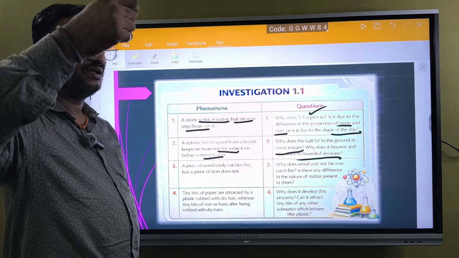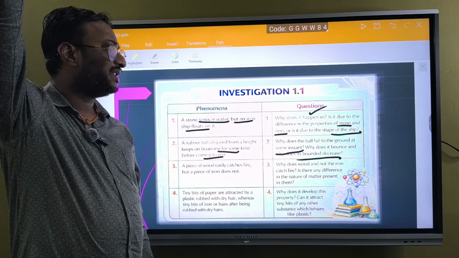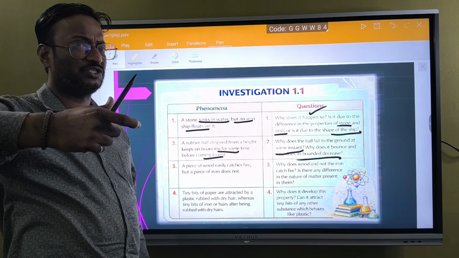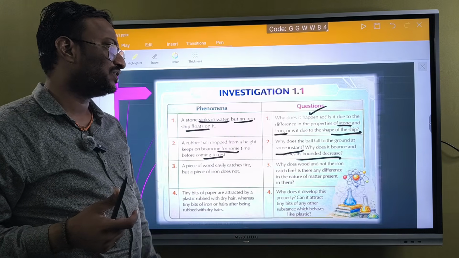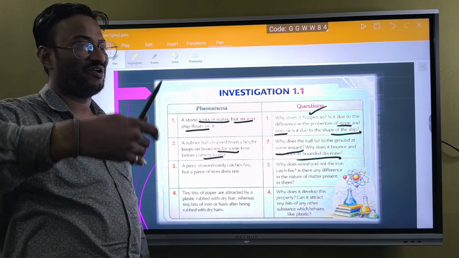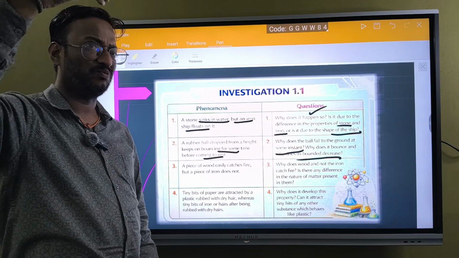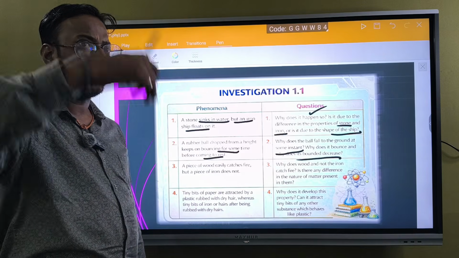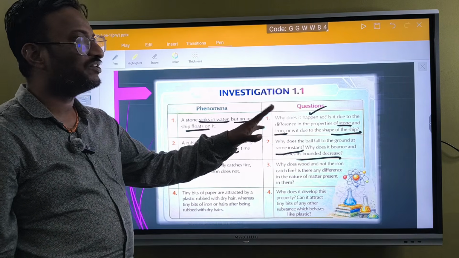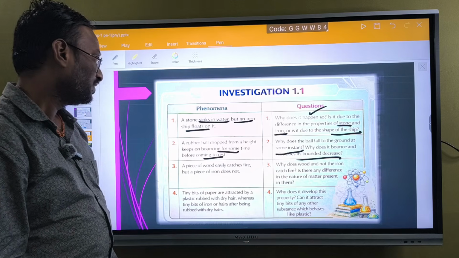At some instant the ball is in the air, why is it falling? That is the first question. After that, what is the second question? Why does it bounce? Once it falls, again it bounces back. Again it will fall down. Again it bounces back. So likewise we are going to get some questions.